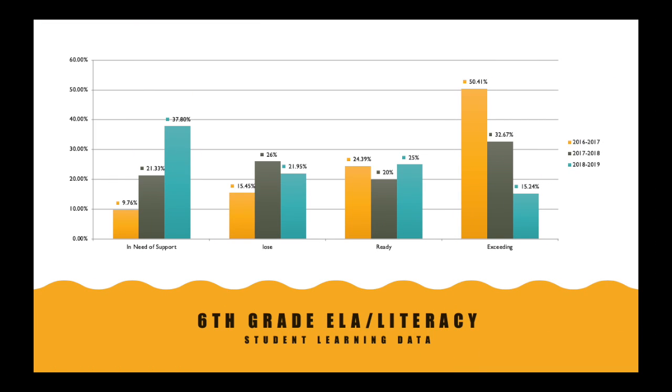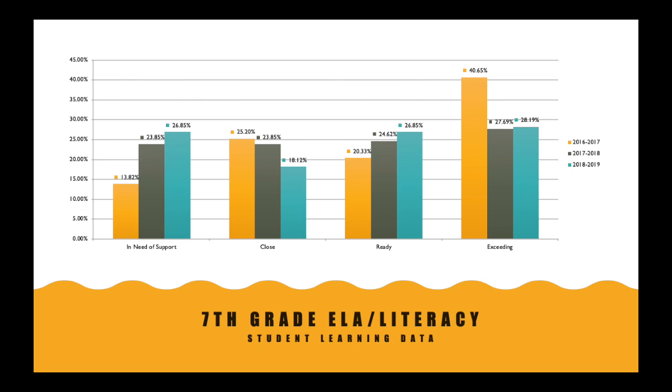As for 6th grade literacy, over the past 3 years, the exceeding column has decreased and the in need of support has increased. Something has to be done about this for the school to succeed its mission and vision. The 7th grade literacy results look a lot better. More students moved up to close, ready, and exceeding, but we still need to work on that 27% that are in need of support.